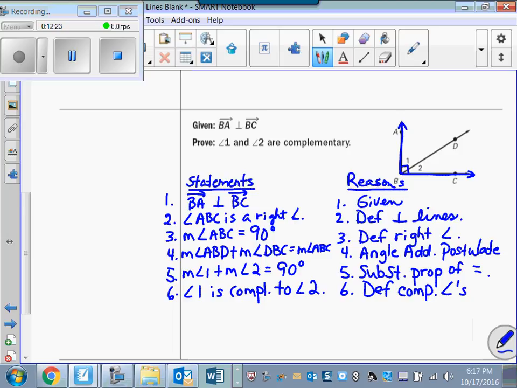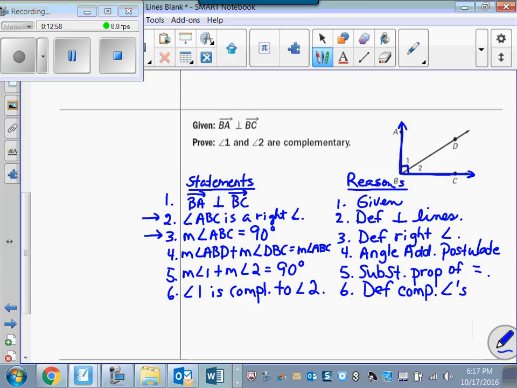Okay, so I've got to think about this now. What am I trying to get to? I'm trying to get to the two angles that actually make up angle ABC being complementary. I know the definition of complementary angles says angles whose sum of the measures is 90 degrees. Since I know that ABC is a right angle, I'm going to say its measure is 90 degrees. And how do I know that? Because that's the definition of a right angle.